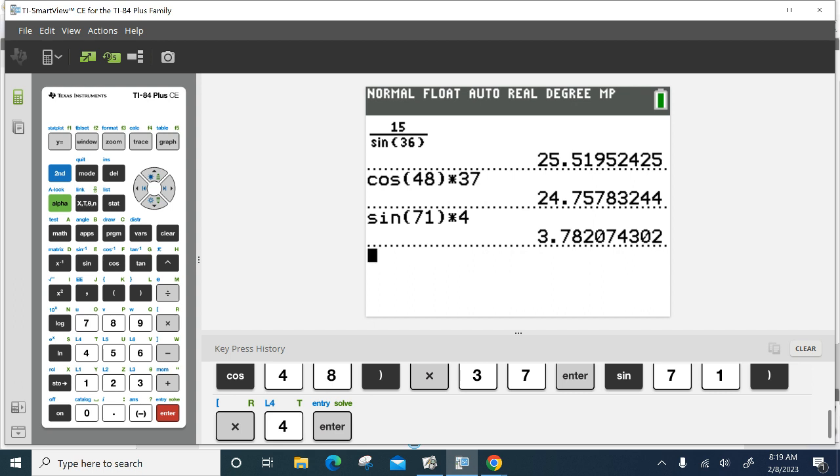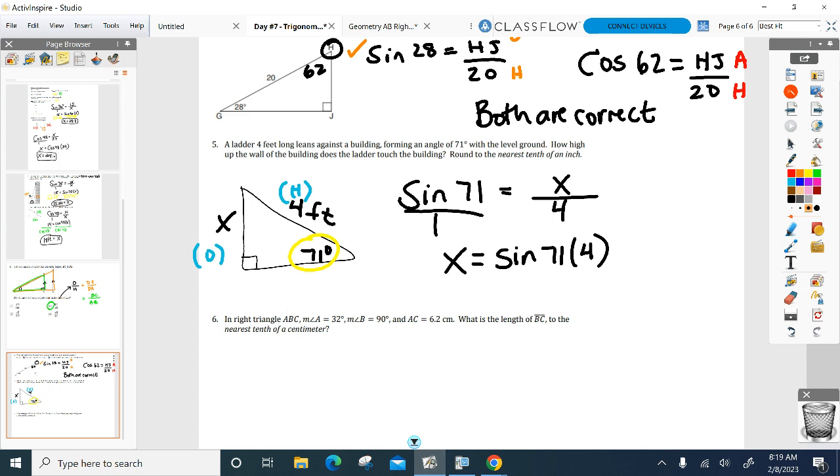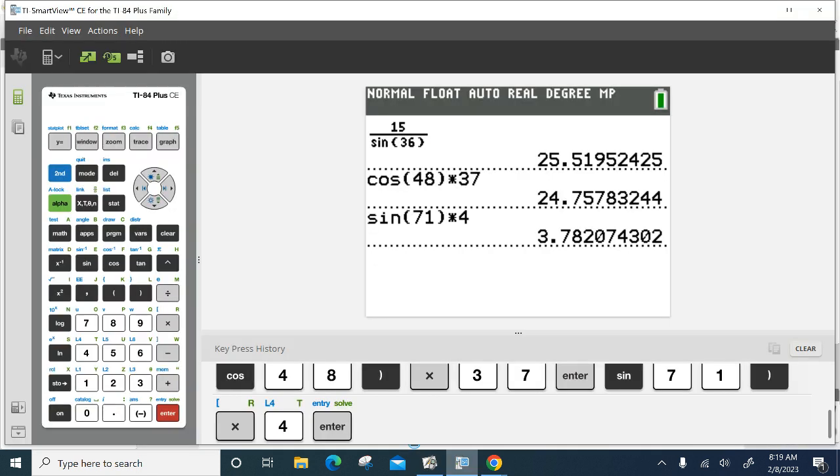What's it say to round to? Nearest tenth. Of an inch. I've got a problem with your diagram, though, kids. That ladder was 4 feet. I'm going to keep doing this to you, where the units don't match. This was 4 feet. So right now, this answer is not inches, is it? It's feet. So that's going to be 3.7820 feet, not inches.